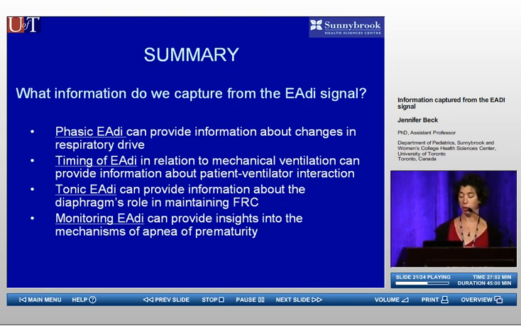So in summary, what information do we capture from the EADI signal? Well, the phasic diaphragm activity can provide information about changes in respiratory drive. The timing of the diaphragm activity in relation to another waveform during mechanical ventilation can provide information about patient-ventilator interaction. The tonic diaphragm activity can provide information about the diaphragm's role in maintaining FRC. And monitoring the EADI, especially in small kids, can provide insights into the mechanisms of apnea of prematurity.